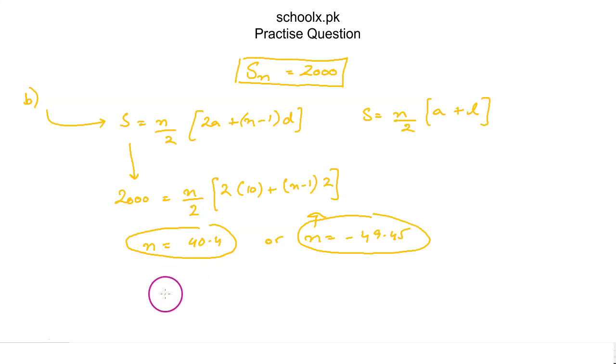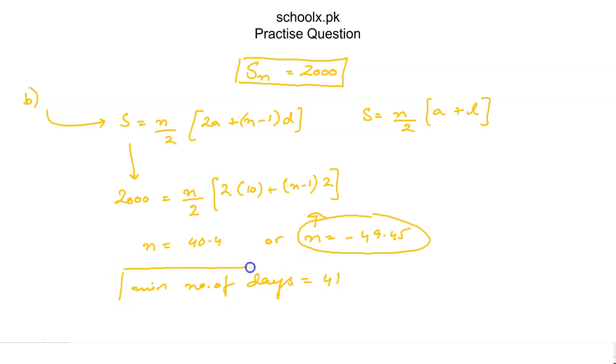So basically, the minimum number of days required will be 41 to lose the entire water which is in the tank.